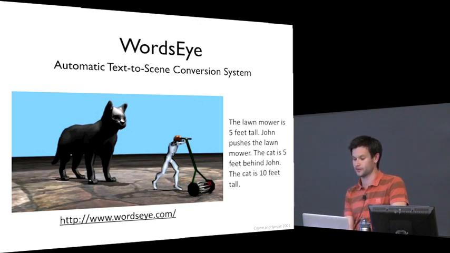This is John, but it's underspecified because no one wrote what's the relation between the lawnmower, the size of the lawnmower, and this guy pushing it. Yeah? So this is underspecified. So that's actually wrong then. And then the cat is 5 feet behind John. And the cat is 10 feet tall. This is the cat here.